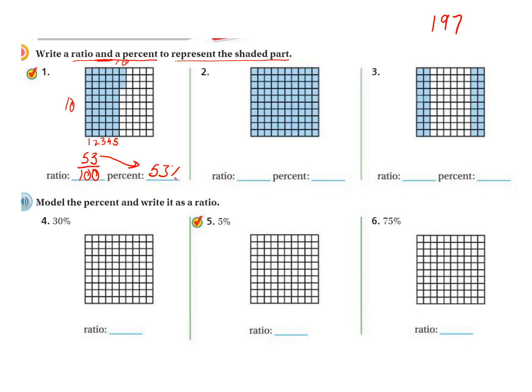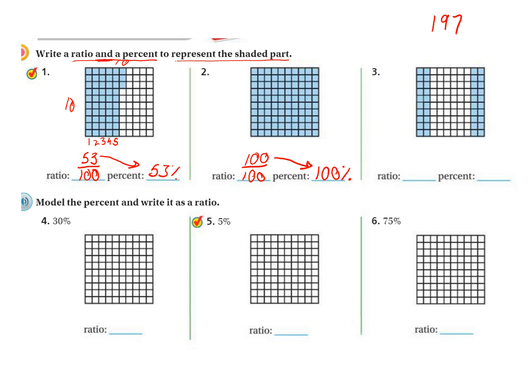All right. So again, I have a 10 by 10, so that's a total of 100. All of them are shaded, so all 100 are shaded. And if my denominator is 100, my numerator is my percent. I just have to put the percent sign behind it.